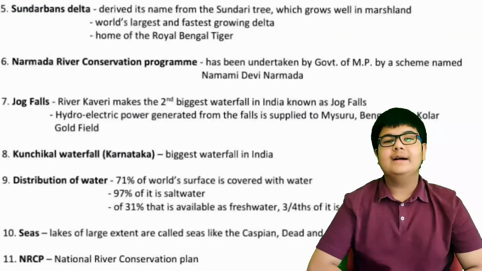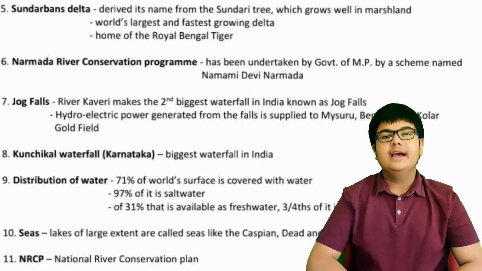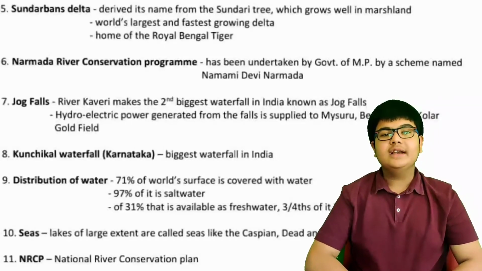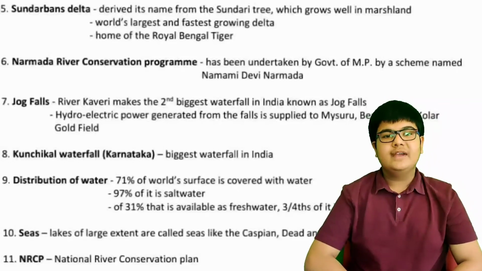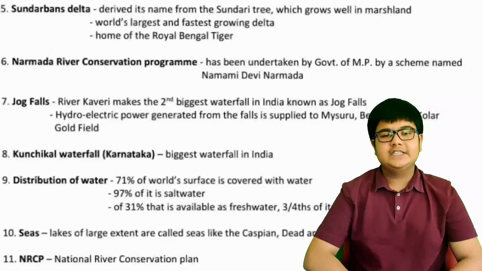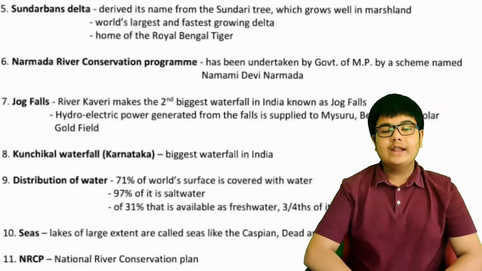Fourth, Namami Ganga program. This is an integrated conservation mission approved as a flagship program by the Union government in June 2014. Fifth, Sundarbans Delta. This delta derived its name from the Sundari tree which grows well in this delta. It's the world's largest and fastest growing delta. And it is the home to the famous Royal Bengal tiger.